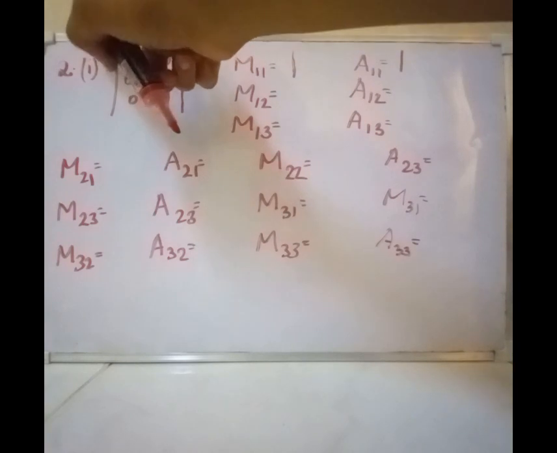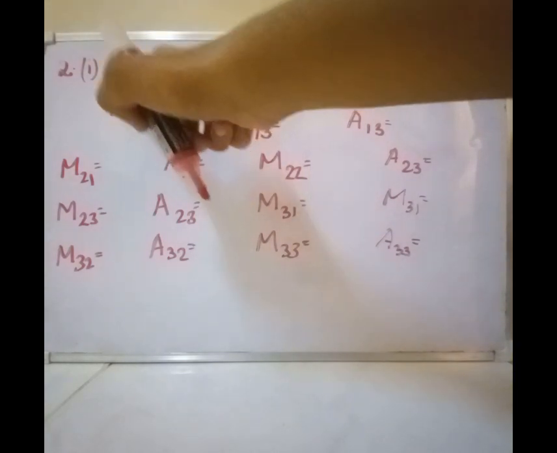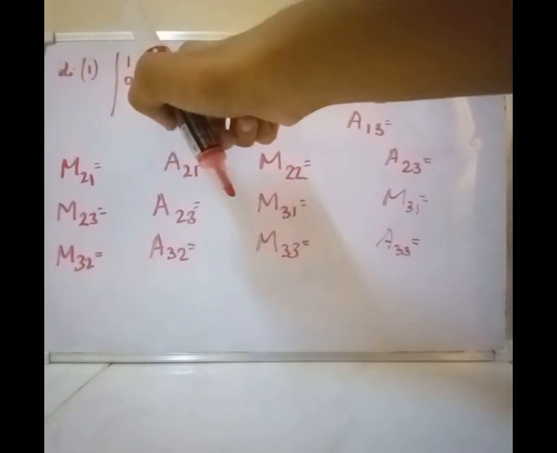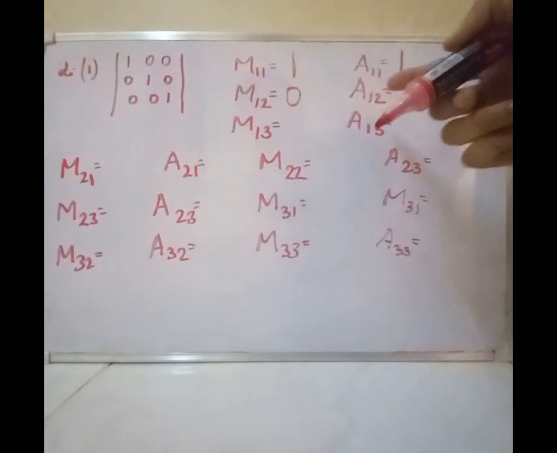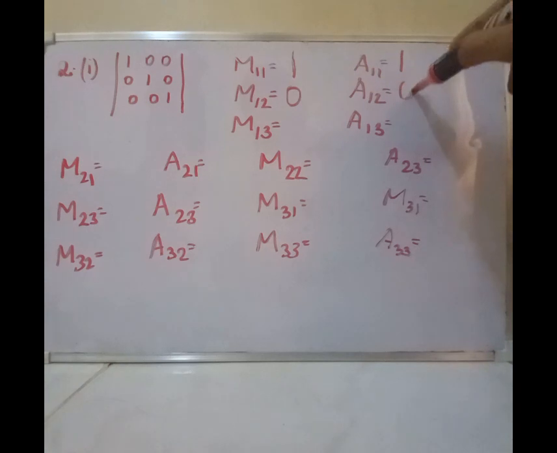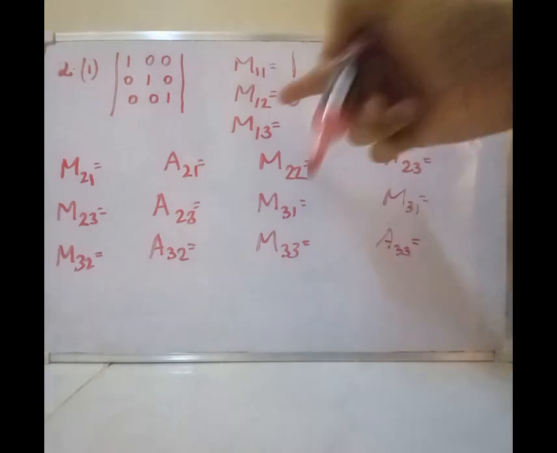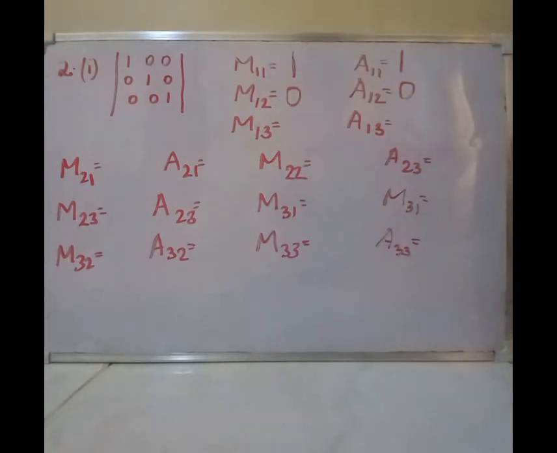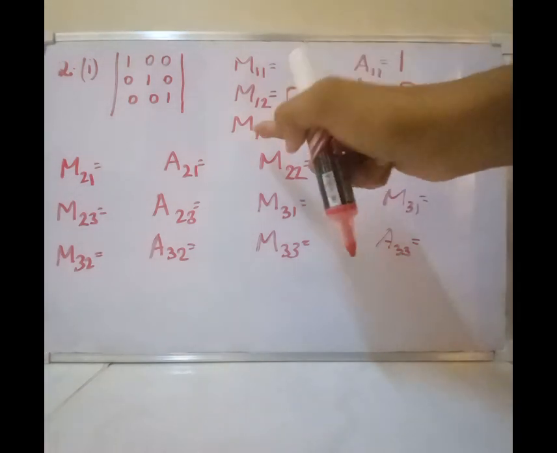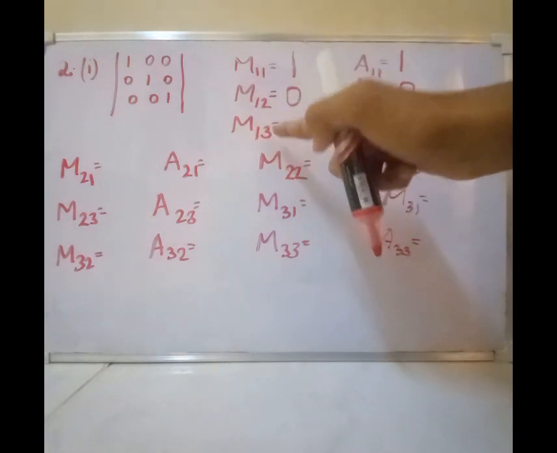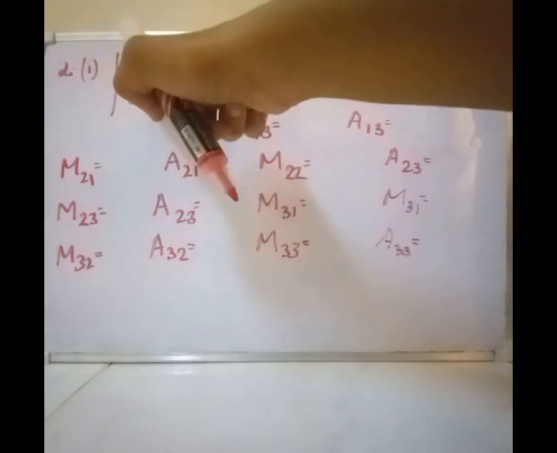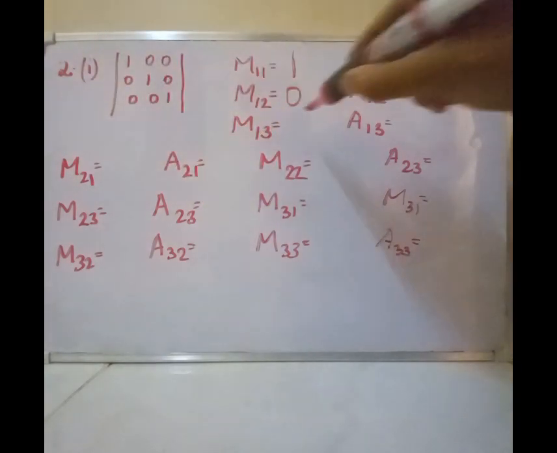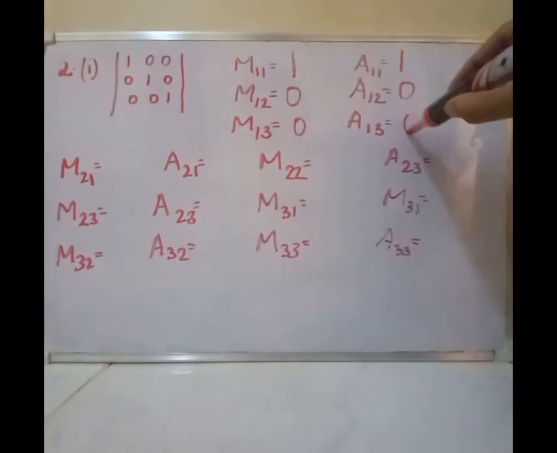M12, now cancel out the first row and second column. Now if you take the minor, 0 into 1 minus 0 into 0, the answer would be 0 itself. And A12, it will be the same, 0, because when you multiply minus with 0 or plus with 0, it will be 0 itself. Then M13, cancel the first row and third column. So 0 into 0 minus 0 into 1, it will be 0. So this also will be 0.